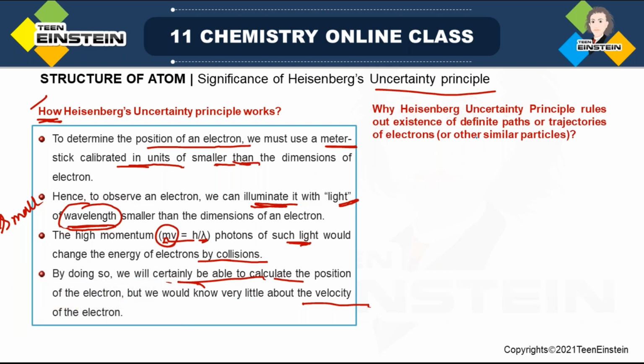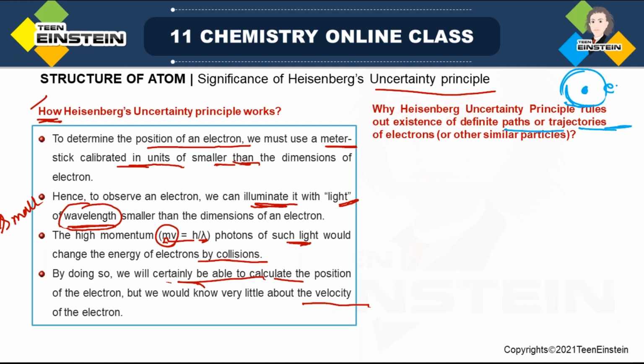Why does this principle rule out the existence of a definite path or trajectory of electrons or any similar microscopic particles? We know that in Bohr's model, we have the idea of a specific path, that is, a definite path or trajectory for the electron. Suppose this is the nucleus. There is a fixed circular path like this. That means there is a definite trajectory for the electron, and the electron is moving through this path.